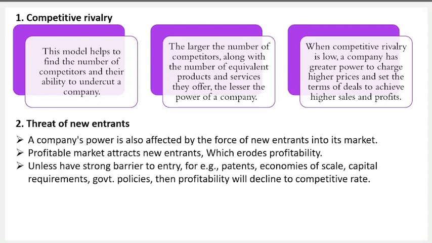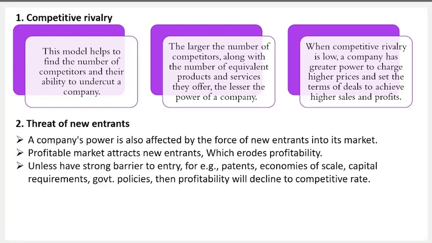Threat of new entrants. A company's power is also affected by the force of new entrants into its market. They want to say that if an industry has five to six competitors, and a new business enters, it will become 7 to 8. I mean, it also reduces your power, the company's power.